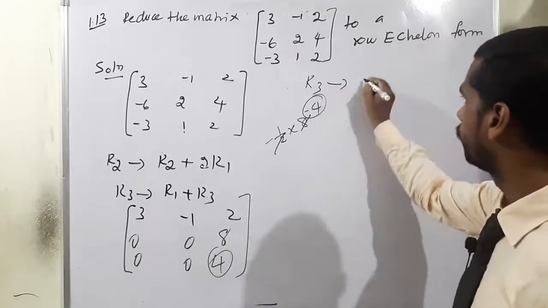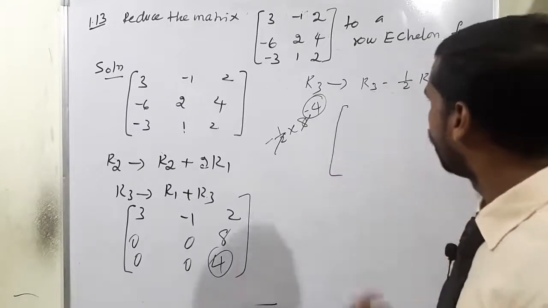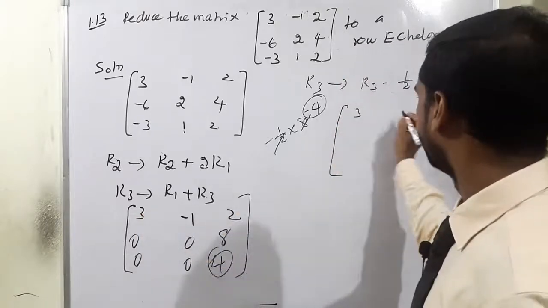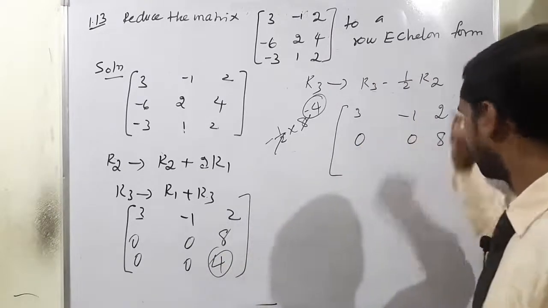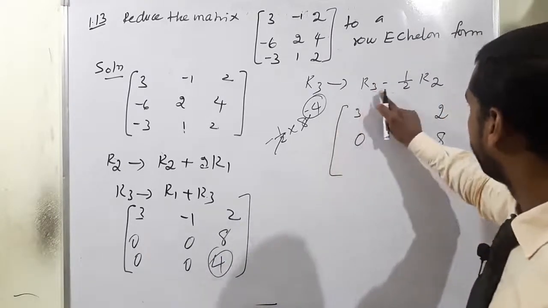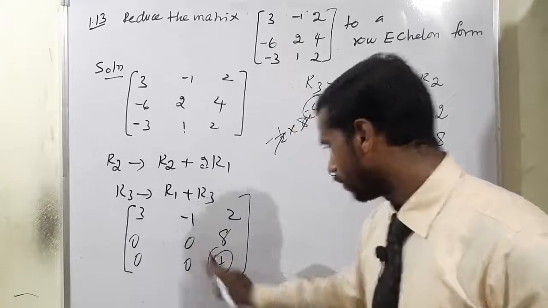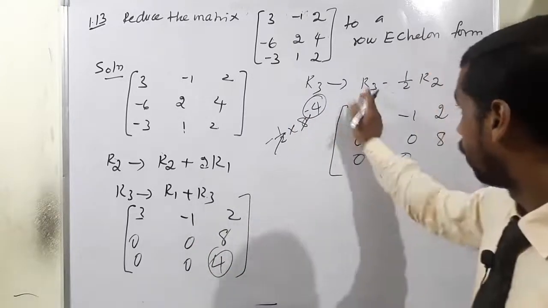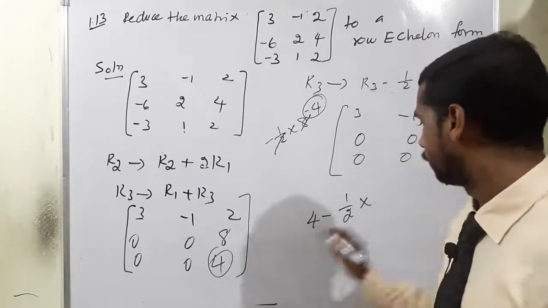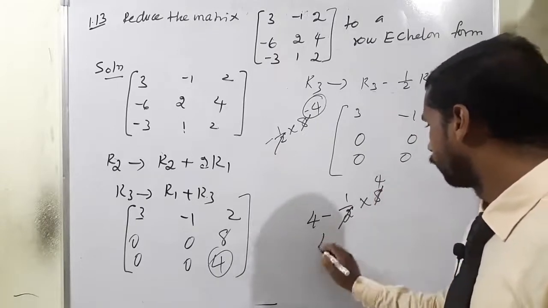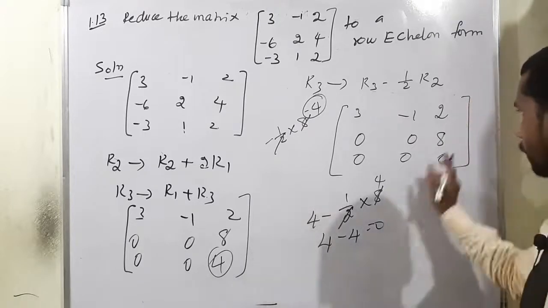So what we have to do, R3 gives R3 minus half into R2, remaining as it is. So R1, R2 as it is. What is R1 value? 3, minus 1, 2. Then 0, 0, 8. Now R3, comparing R3 and R2, R3 minus R2. So 0 minus 2 comparing, definitely the value will be 0. Second time also 0 minus 2, the value will be 0. Third row R3, what is the value? 4 minus half into R2. R2 means the value will be 8. So 2 and 8 cancel means 4. Therefore 4 minus 4 is equal to 0.